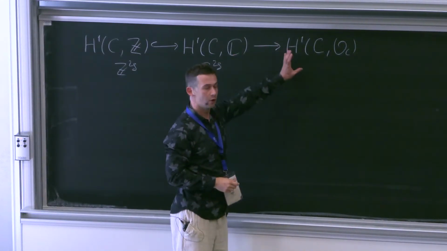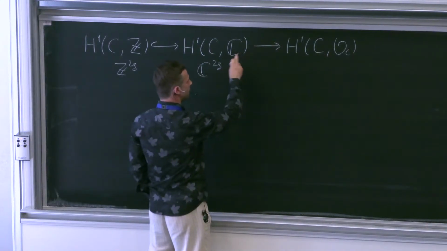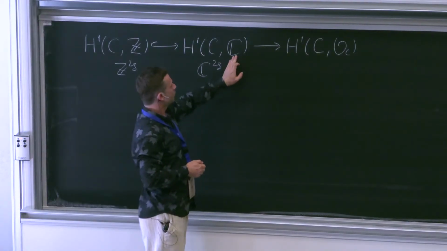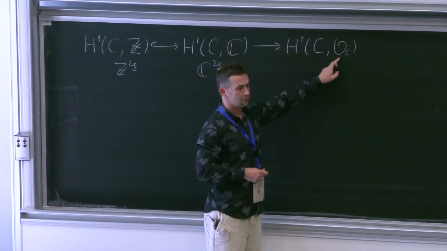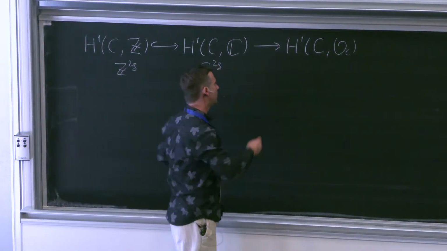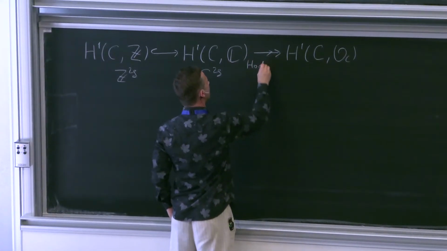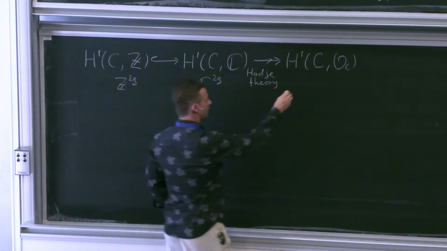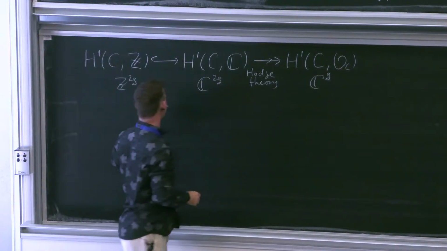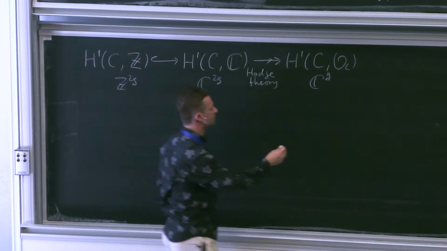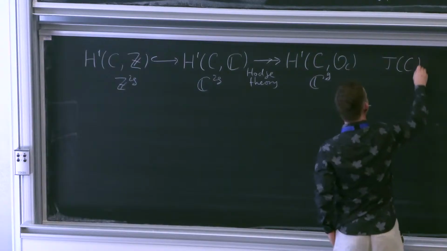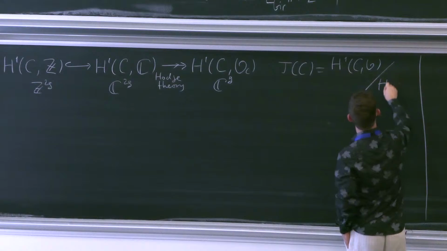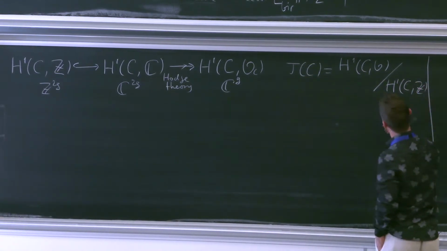So now sheaf cohomology. If you look at sheaf cohomology, there's the constant sheaf C, and this is the sheaf of functions, and there's a natural map between them. Then Hodge theory says it's a surjective morphism. So now what I'm doing here is I want to take the quotient of this by this. So the Jacobian is defined to be H1 CO modulo H1 CZ via this injective map.